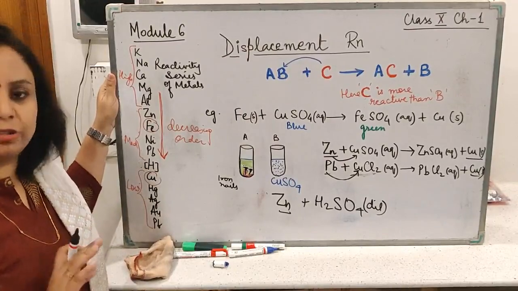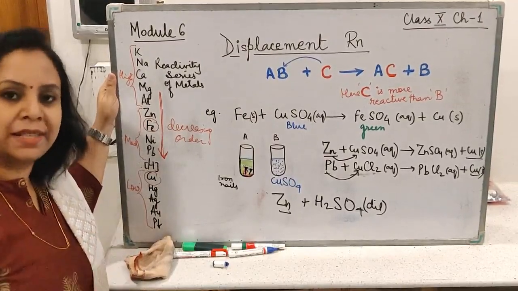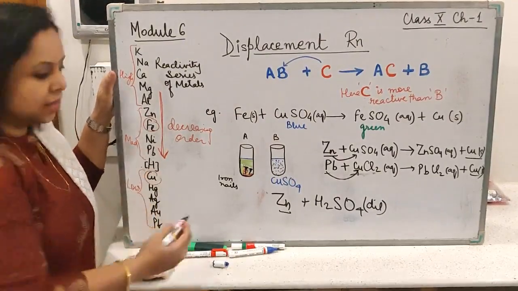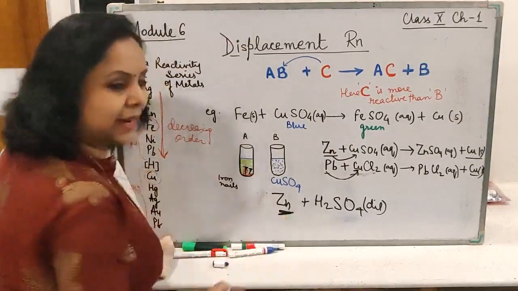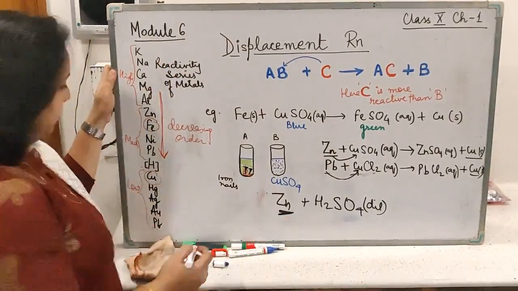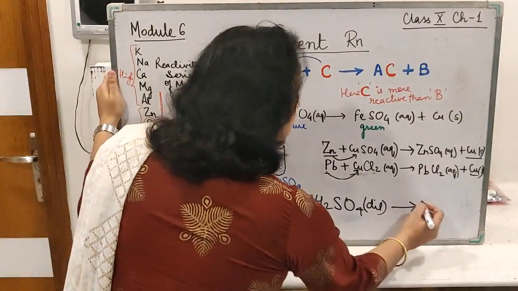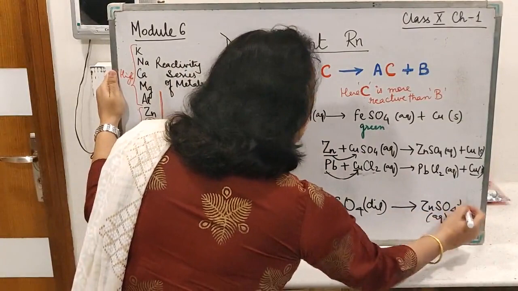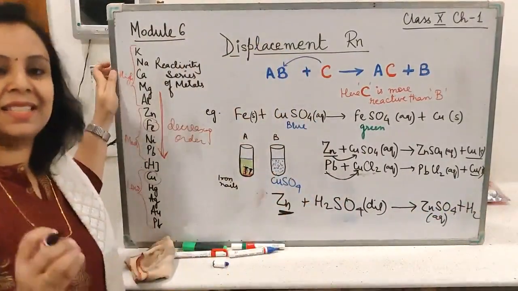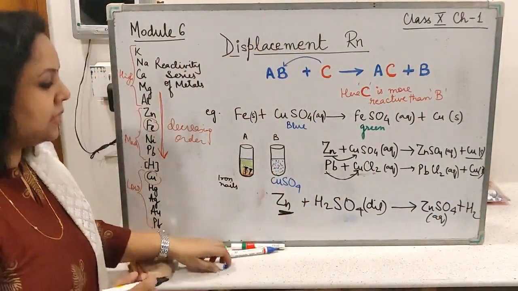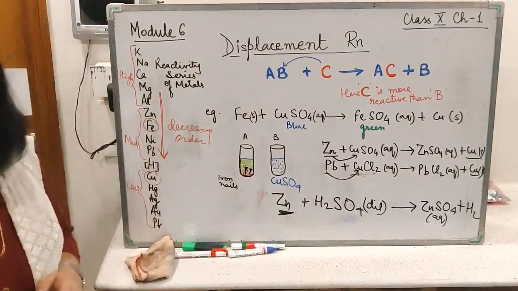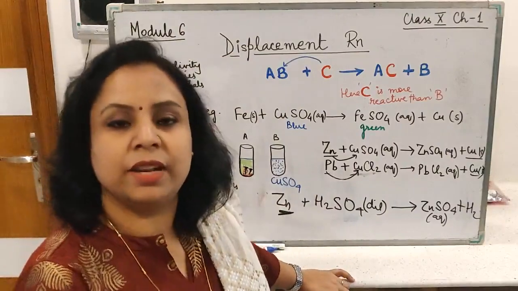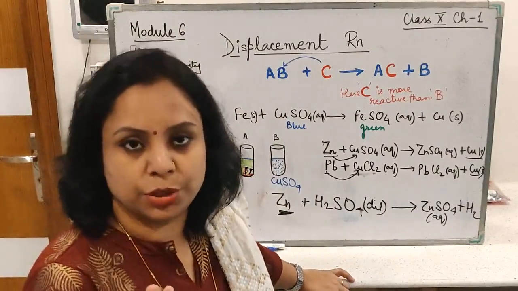We all know that hydrogen behaves both as a metal as well as a non-metal. So over here it behaves like a metal. Hydrogen is displaced by this active metal zinc and it forms zinc sulfate aqueous and hydrogen gas is released. Now this hydrogen gas can be tested by bringing a burning matchstick near it and it will make a pop sound.